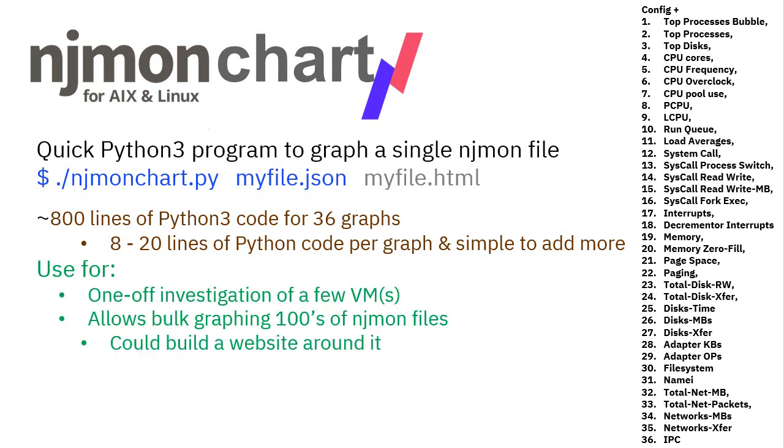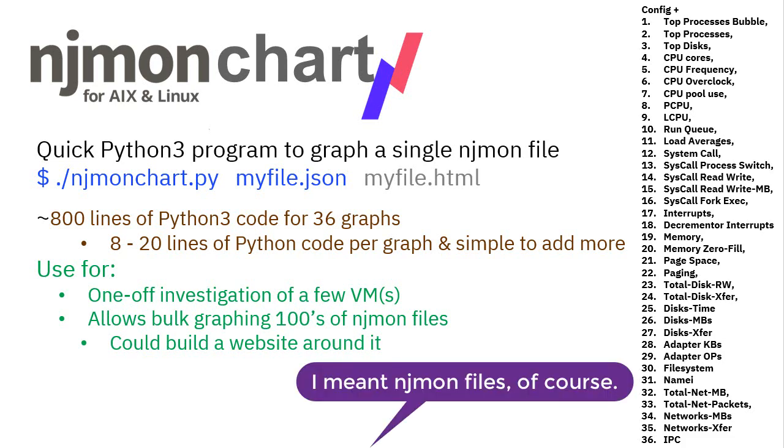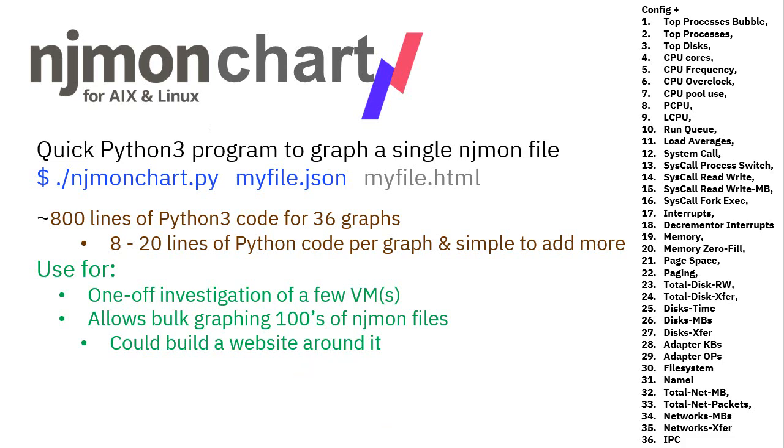This is very useful if you've got a one-off investigation, you haven't yet set up your InfluxDB and Grafana and you just want to have a look at one file or maybe a few VMs. You'll end up with the graphs in different tabs in your browser and you can quickly go between them to work out what's going on performance-wise. Or you could use this to do bulk graphing and generate lots of nmon files and generate lots of web pages and organize your website around that.